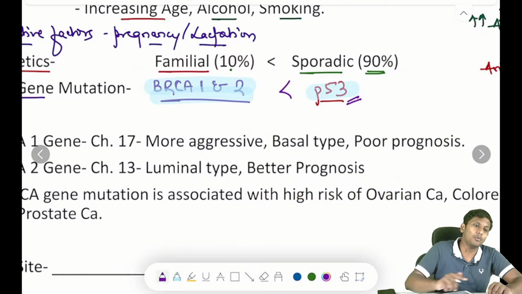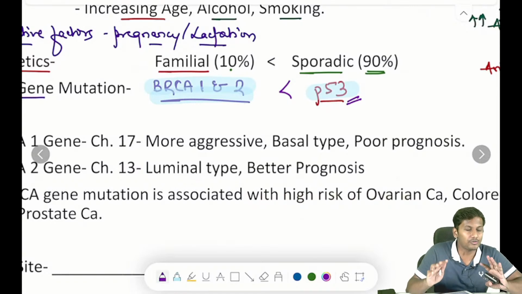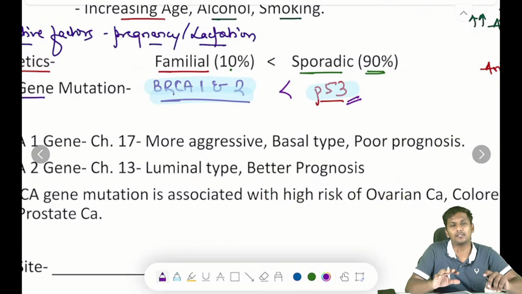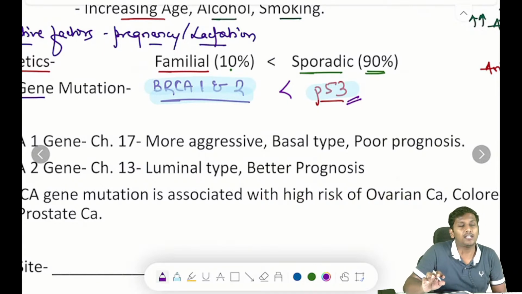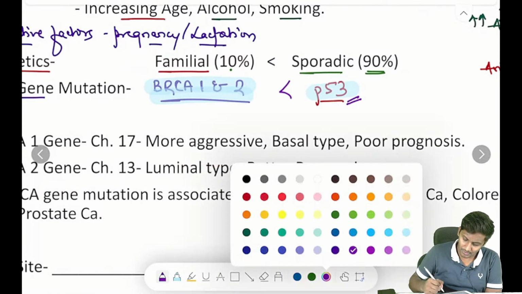That is the reason most common gene mutation in sporadic is always P53. Overall also is P53. Only 10% cases of breast cancer are familial in nature, and therefore familial के लिए the most common gene mutation is BRCA1 or BRCA2. कोई दिक्कत नहीं है बच्चे, that has to be remembered.